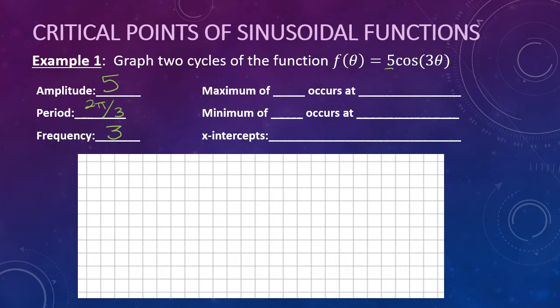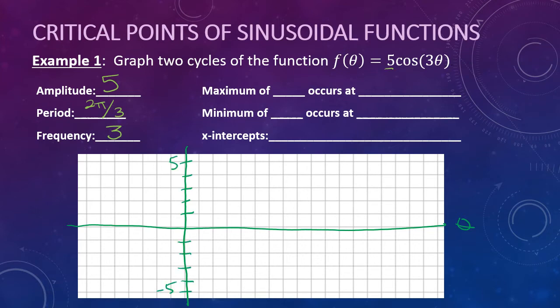I'm going to come in, I'm going to go ahead and sketch my graph. So I'm going to draw my vertical axis. I'm going to draw my horizontal axis. So remember, this axis is representing theta. My amplitude is 5, so I'm going to go up 5. I'm going to go down 5, and this is my maximum value, and this is my minimum value, so our graphs are going to oscillate between the maximum and the minimum value.